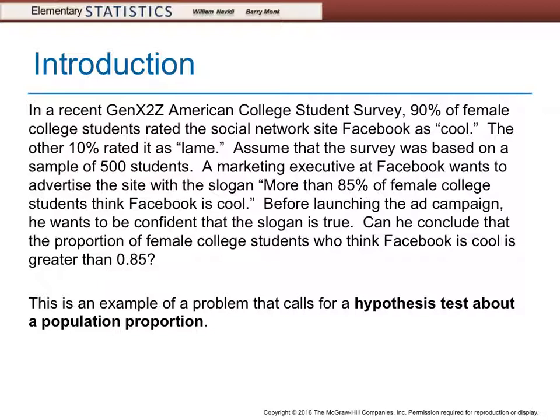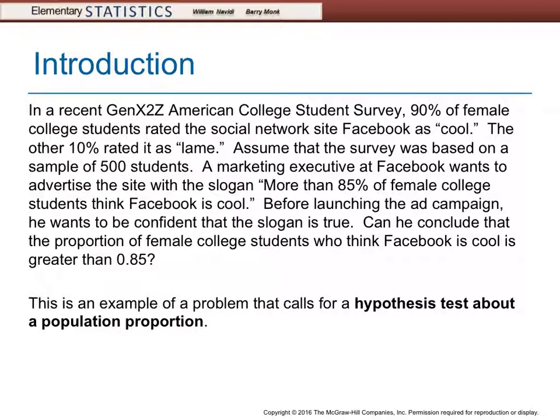So in looking at a first problem, we see that in a recent Gen X 2Z American College Student Survey, 90% of the female college students rated the social network site Facebook as cool. The other 10% rated it as lame. Assume that the survey was based on a sample of 500 students.